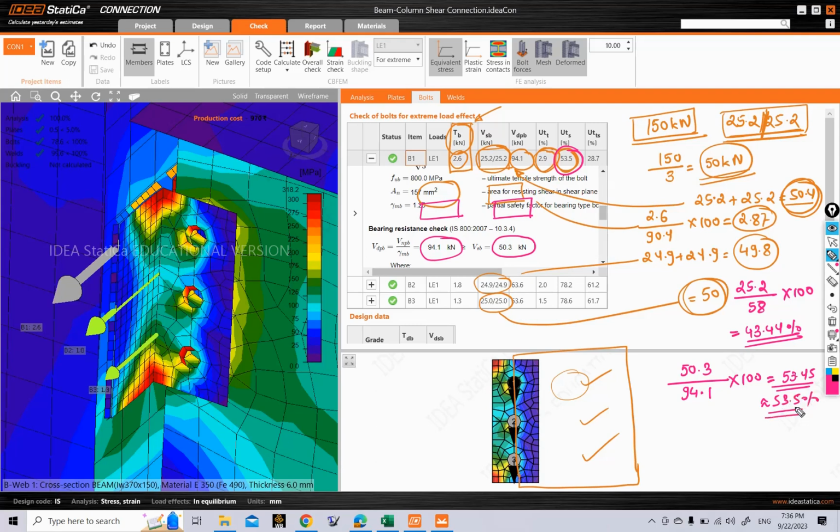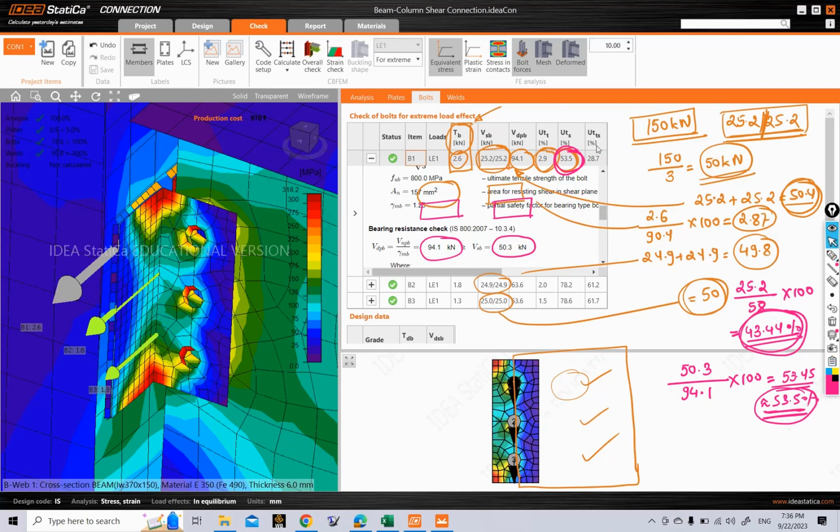So you can see here, out of these two ratios, the critical one is in bearing, because in bearing the utilization ratio is higher. Hence, instead of 43.44, the software is displaying 53.5%, which is calculated as the utilization ratio in bearing.